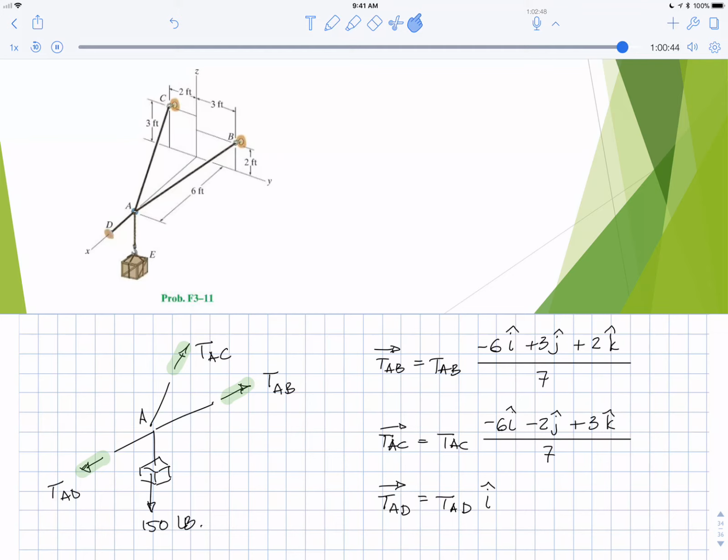All I did, for example, was TAB was the magnitude TAB times the vector from A to B, minus 6i plus 3j plus 2k, divided by the length to turn it into a unit vector. And 6 squared plus 3 squared plus 2 squared adds up to 49, and the square root of 49 is 7. Similarly, TAC: minus 6i minus 2j plus 3k, and again 6 squared plus 2 squared plus 3 squared is 49, square root is 7. And TAD was easy, it's pointing in the x direction, so TAD times i.